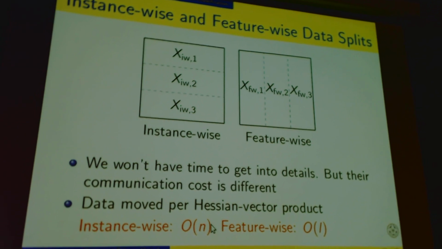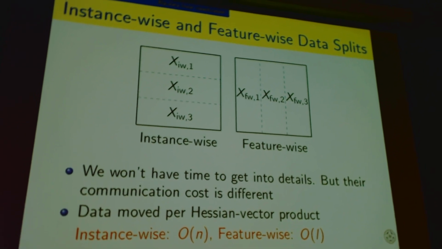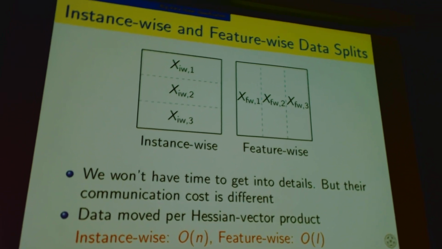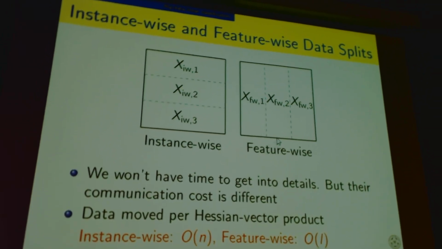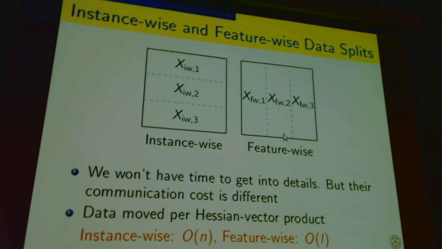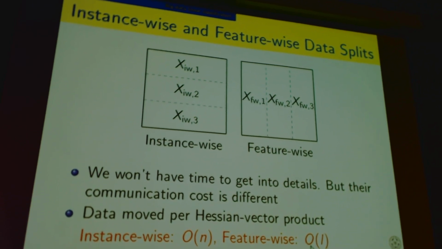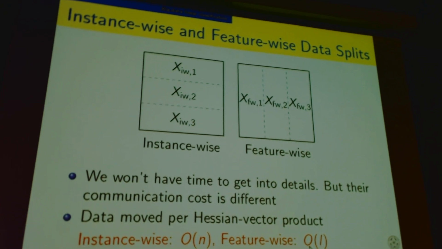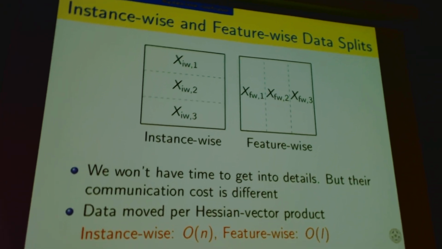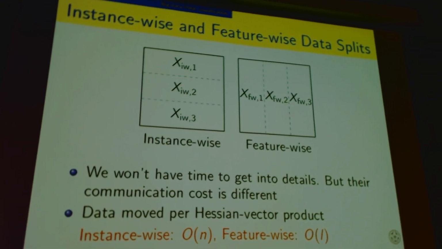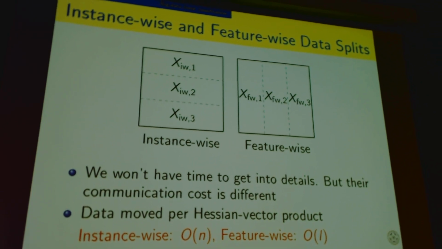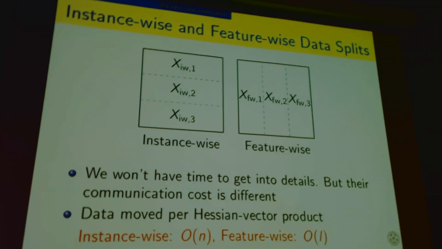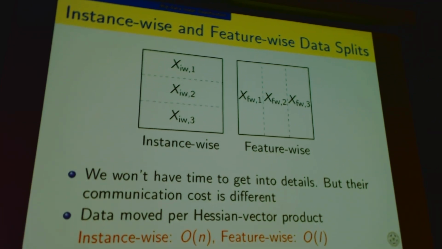So for instance-wise split, the amount of data that you need to move from one machine to others, that's order n. But if you do feature-wise, that's the other thing. That's order m, which is related to the number of features. So depending on your data, whether your number of instances is more or you have more features, then you choose how to split your data. But that's also related to how originally your data are stored.